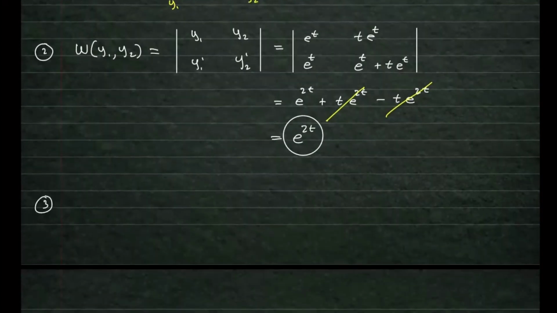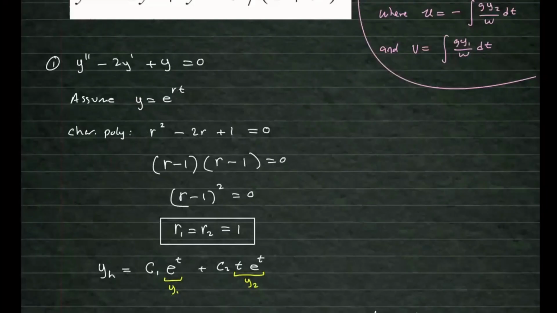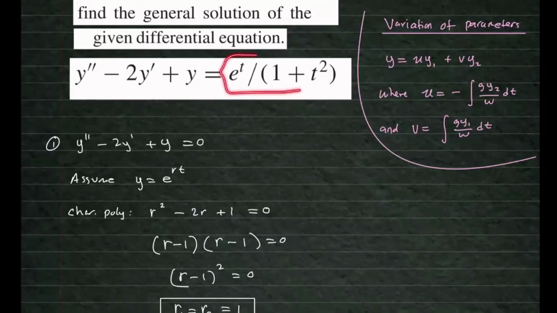Now, the third step is to find the formula for u. So u is going to be negative the integral of g times y2 over the Wronskian with respect to t. Let's go ahead and substitute g and y2. So we have the integral, negative. So g is going to be this function right here.